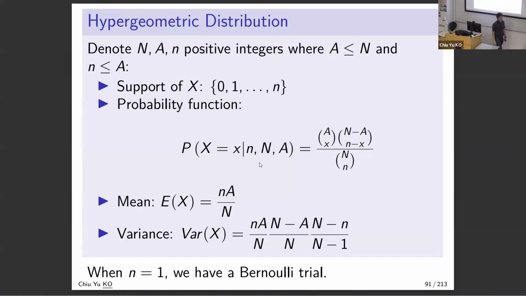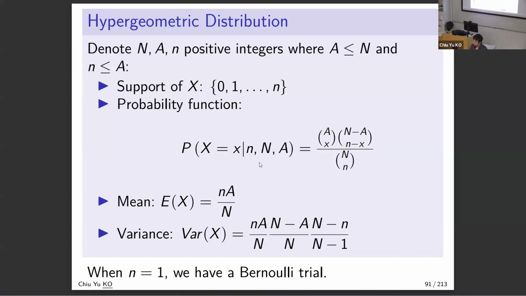And perhaps not surprisingly, you calculate the mean is small n over big N times big A. Okay? But what is A over N? A over N is the probability of getting a good object when you draw one thing.